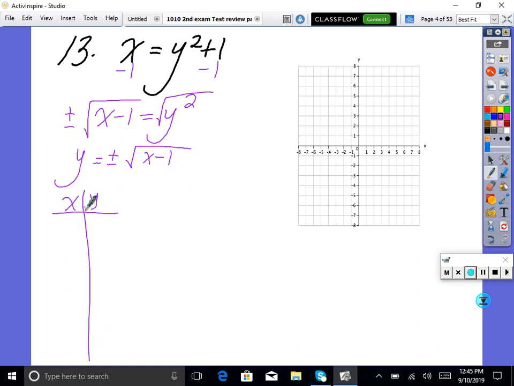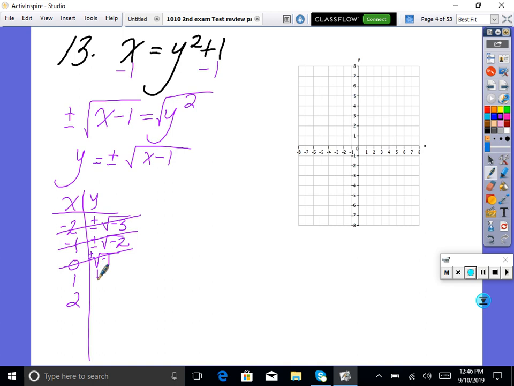Make an XY chart here. Let's try -2, -1, 0, 1, 2. We'll start there. If we need to do more, we can. So that would be plus or minus the square root of -3, which we wouldn't want to do that point because the square root of a negative is i. So we'd have plus or minus the square root of -2. Still wouldn't do that point. Plugging in 0, plus and minus square root of -1, still i.